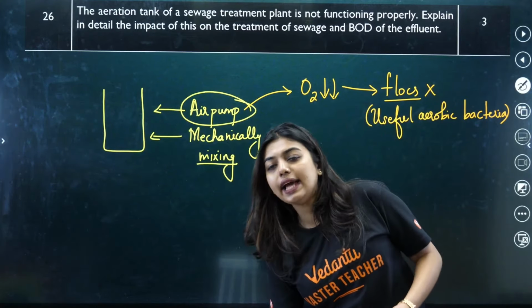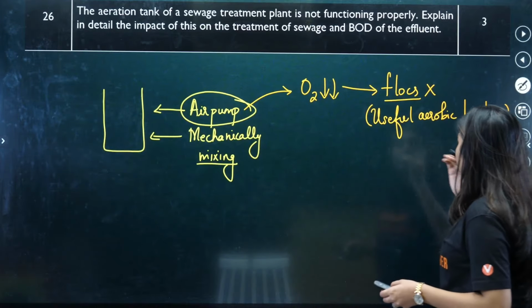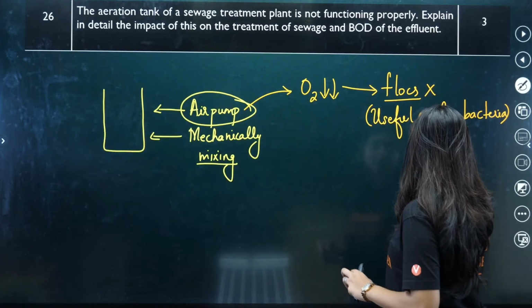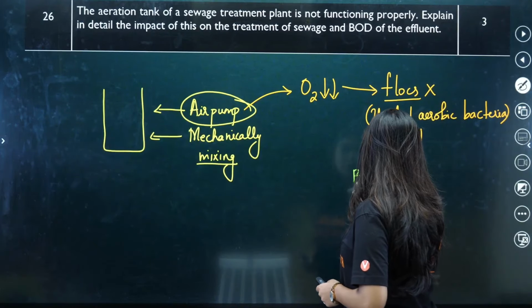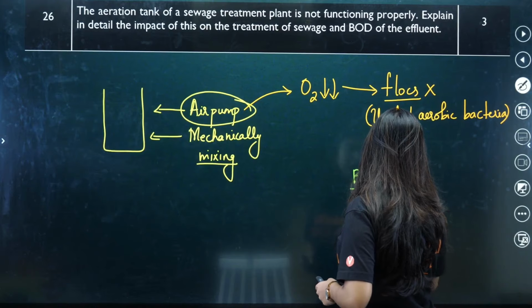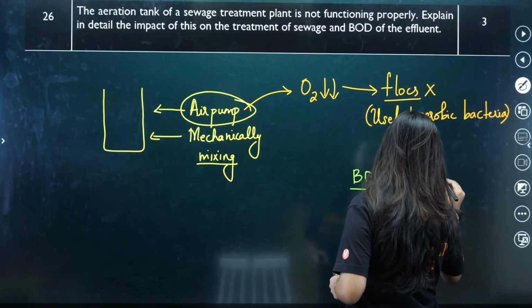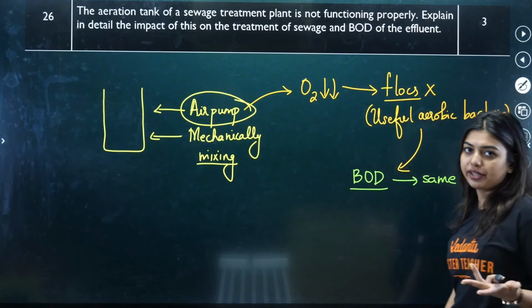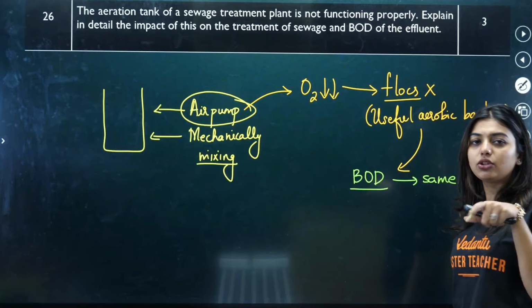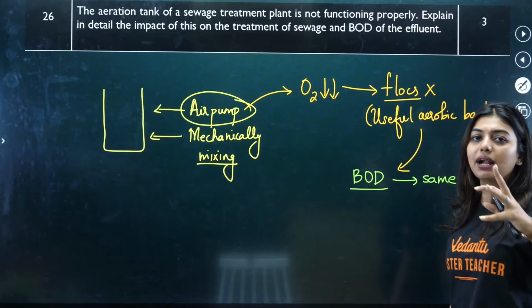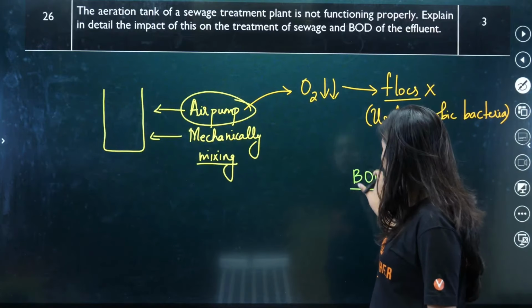Yes. Then, second thing, if flocks or useful aerobic bacteria are not grown, then that means your organic matter is not consumed. So, BOD level remains the same. Okay, what's the point? We have to reduce the BOD level. If you reduce the BOD level only, we will understand if the organic matter has reduced or not. So, it will affect the BOD level.